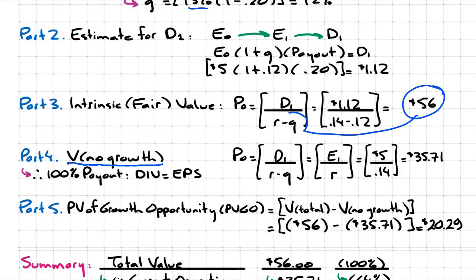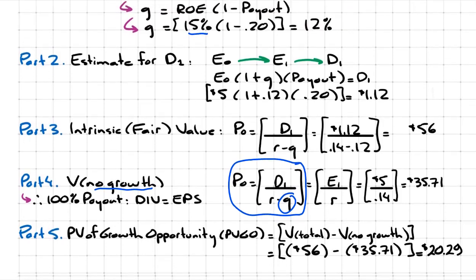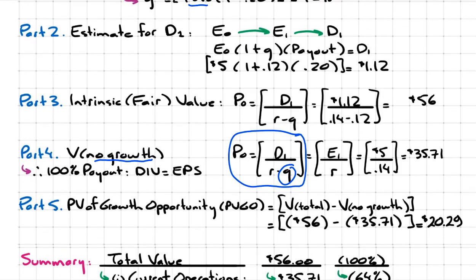This $56 incorporates growth. But part 4 says, well, what would the value have been had there been no growth? Well, okay. So you can see I'm using the exact same framework, but now the g is 0. And at the same time, because there's no growth, what would be the implicit assumption? Why isn't the company growing? I thought it was making an ROE, return on equity, of 15%. Why wouldn't it be growing? Well, under the no growth scenario, we assume that the entire 15% return is paid out in the form of dividends.